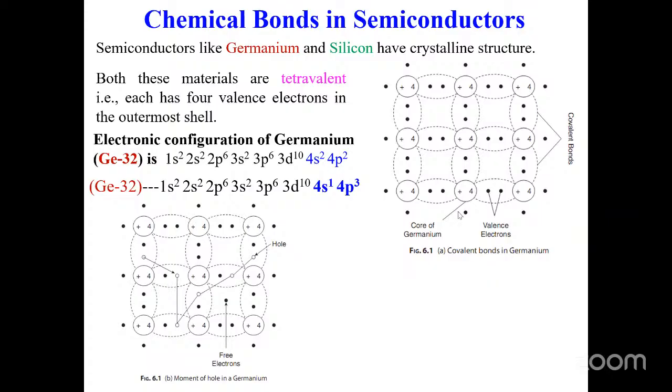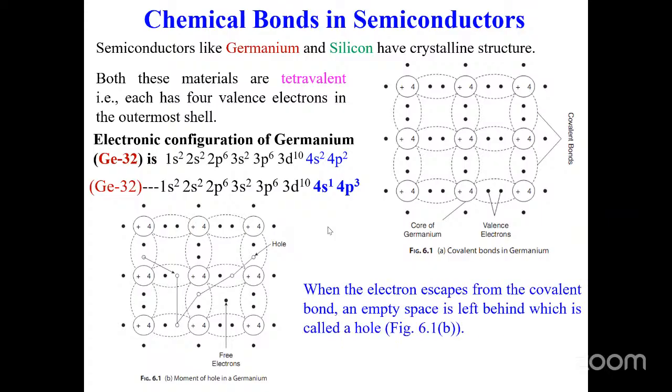Four of the germanium valence electrons, 4 out of 4. So 4s to 4p, like that. And the electron which escapes from the covalent bond leaves an empty space behind, which is known as a hole. The charge of the hole is positive.